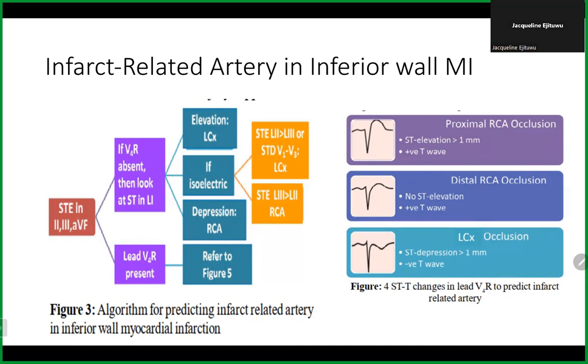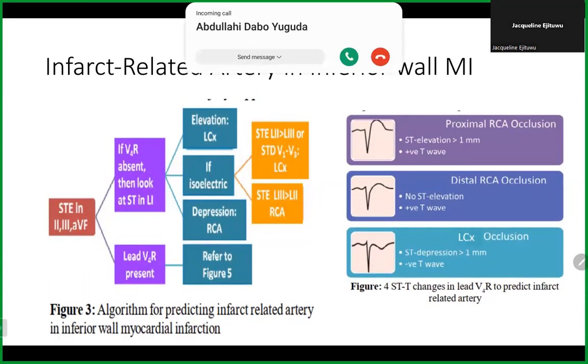So for the right coronary artery involvement, we would further like to know if it's due to a proximal RCA occlusion or a distal RCA occlusion. Normally, we expect an inverted T wave in V1. So whenever there is an inverted T wave in V1, it's likely to be left circumflex artery occlusion.